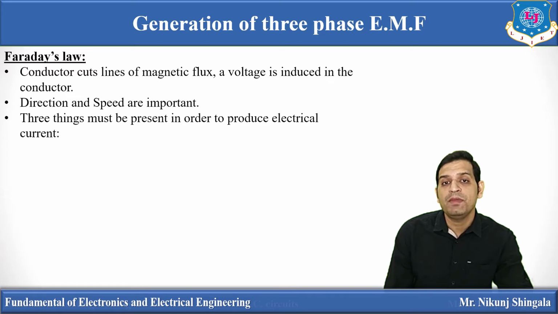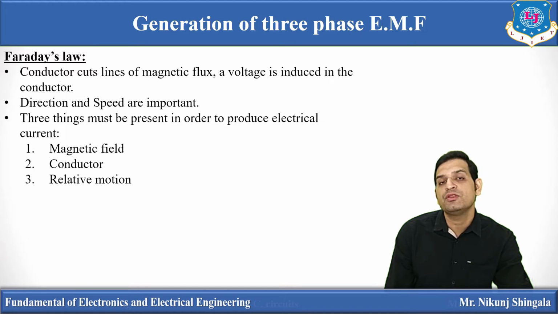The requirements to generate an electric current or EMF are, first, a strong magnetic field, then conductors, and relative motion between the conductor and the magnetic field. That is important. If both are stationary with respect to each other, then no EMF gets induced, because the magnetic lines of force will not be cut. So there must be a relative motion between the magnetic field and the conductor.